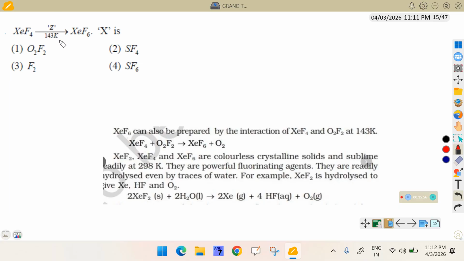XeF4 on heating in the presence of Z gives XeF6. Identify X. XeF6 can also be prepared by the interaction of XeF4 and O2F2 at 143 kelvins. So X is O2F2.